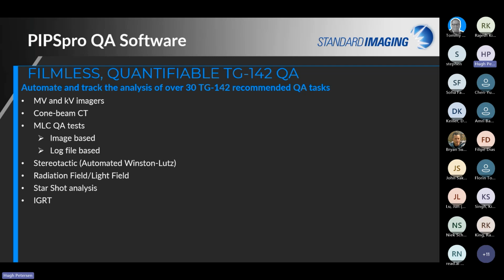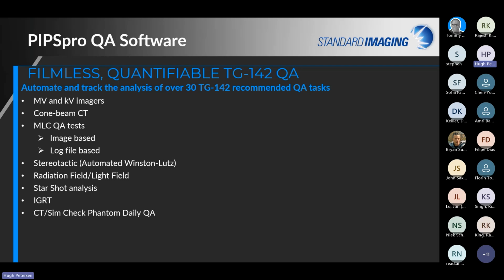We have an IGRT component. This one's a little more manual. This is basically utilizing something like our Mimi Phantom for our 2D matching for the MV-kV, or the 3D matching for the cone beam CT. It gives you a means to database those and then track and trend any deviations that you might see over time for the image-guided components of your system. And then finally, as I just talked about previously, the CT SimCheck Phantom for the daily QA.